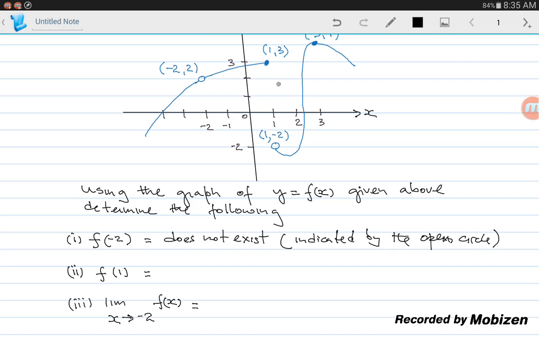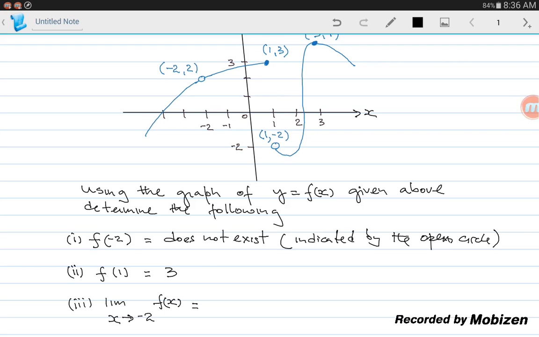At x equals 1, we seem to have two choices. Either f of x is 3 or f of x is minus 2. But since we have an open circle here, that tells us that the function does not exist at that point, but we have a closed circle, and so we reason that f of 1 is equal to 3.